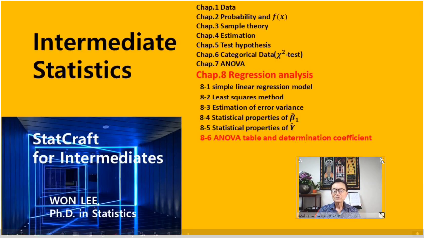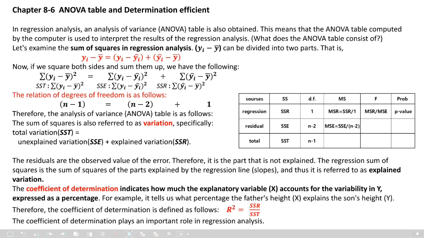All right, let's see how to get the analysis of variance table. In regression analysis, the ANOVA table is also obtained. This means the ANOVA table computed by computer is used to interpret the result of regression analysis. What does the ANOVA table consist of? Source, sum of squares, degrees of freedom, mean square, F value, and P value. These are the ingredients of the ANOVA table.